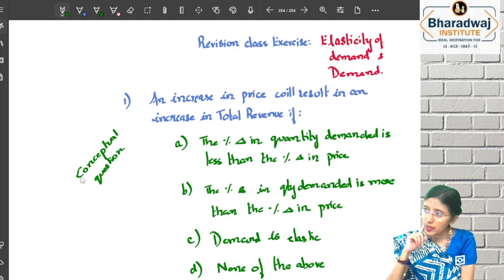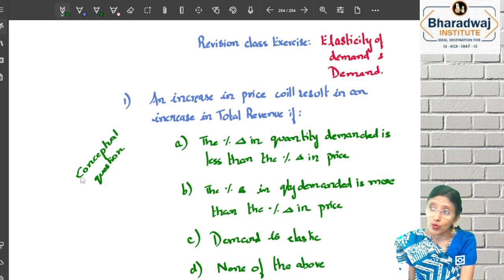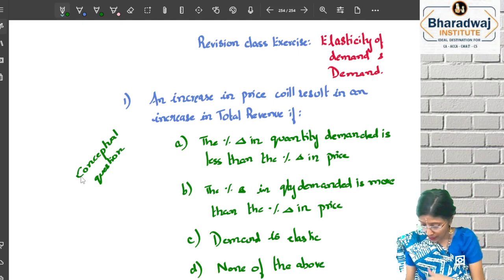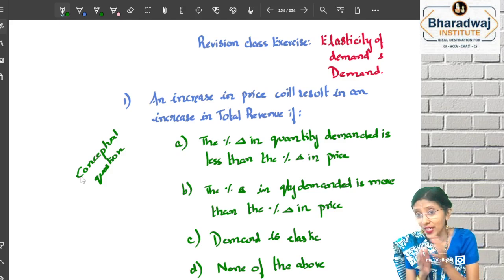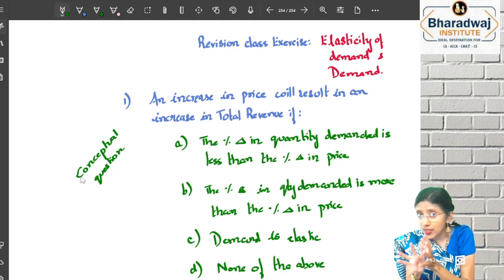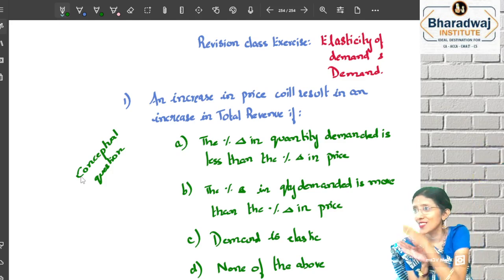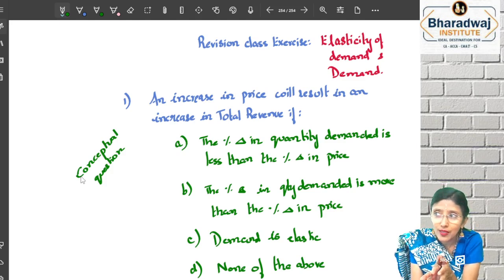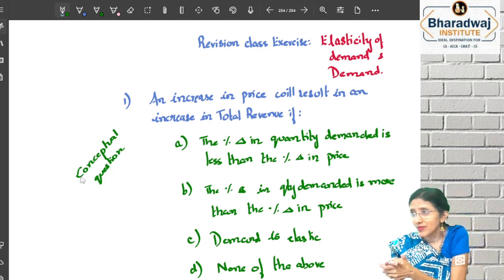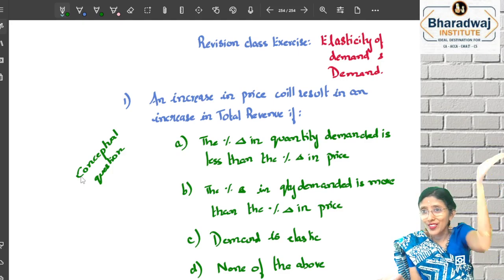Now, when there is an increase in the price, I want to have an increase in the total revenue. So how should the quantity demanded behave? What should be the scenario? Remember, increase in price will drop the quantity demanded. This response should be more or this response should be less for total revenue to increase? Quantity demanded getting affected, becoming lower. Should it happen more or should it happen less for total revenue to increase?